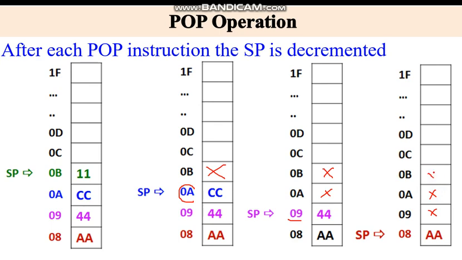In this way, for pop, read data and decrement the pointer by 1. In case of push operation, increment SP by 1 and then add the data.